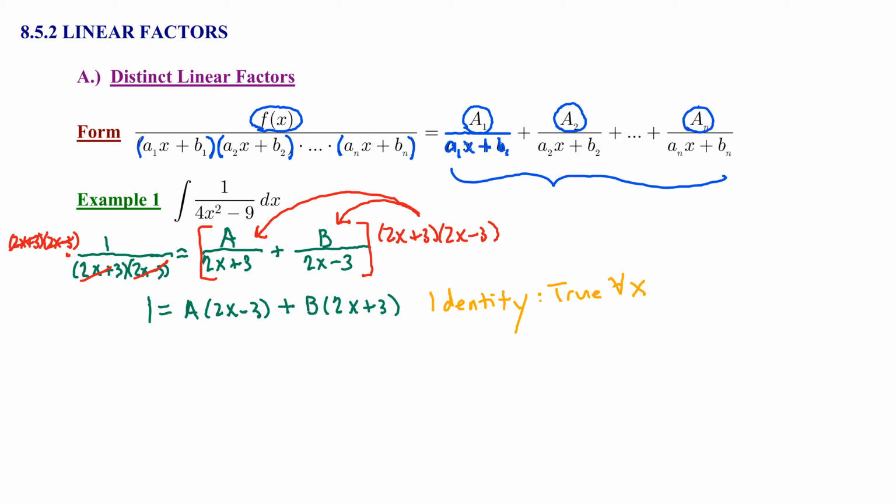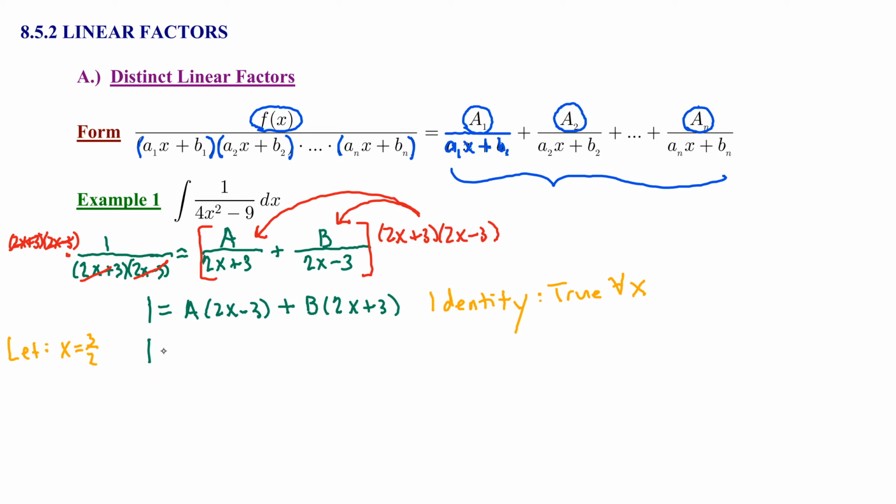Convenient values to choose are the zeros of those individual factors. So I'm going to look at that first factor, and I'm going to let x equal 3/2. That's the zero of this factor. That is, if I set that factor equal to 0 and solve for x, I would end up with 3/2. So we'll plug 3/2 in for x.